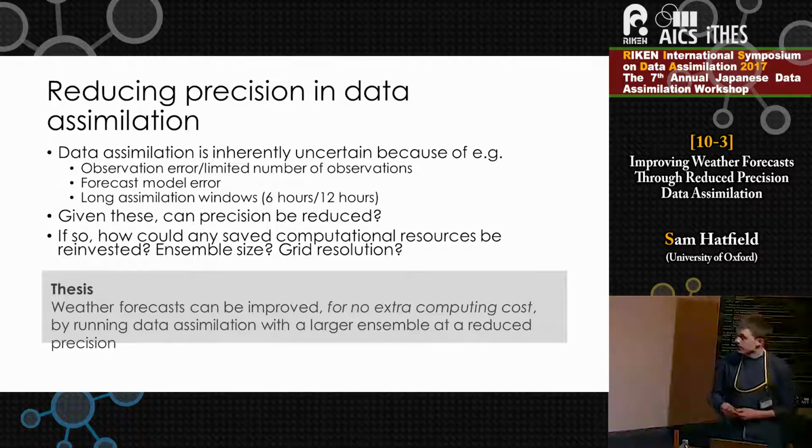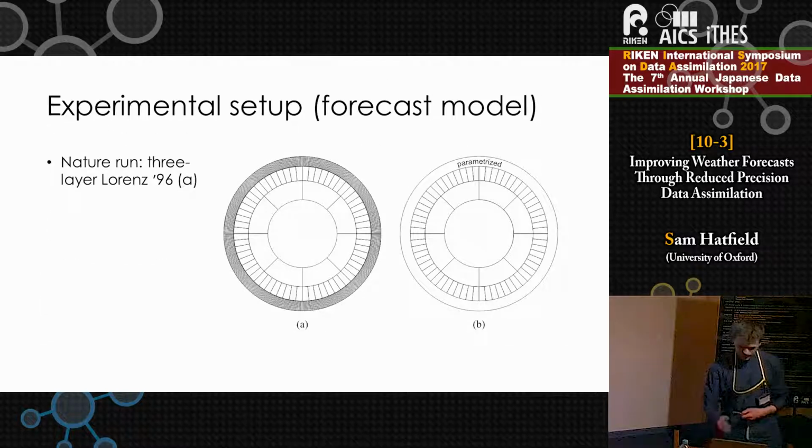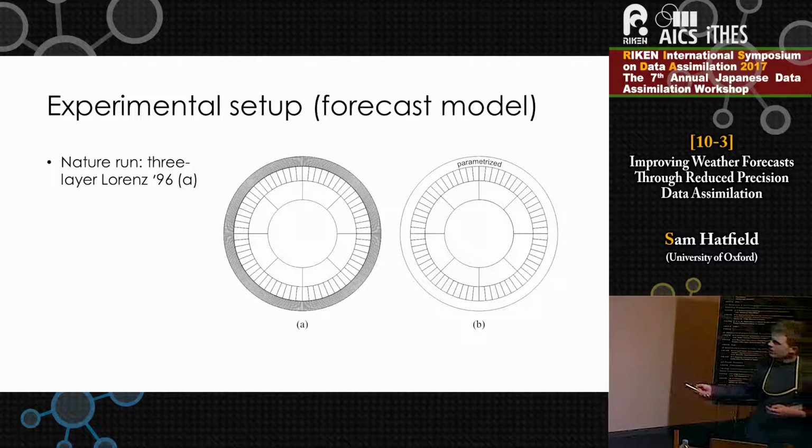And so I'd like to describe how this trade-off could work now through a toy model. So instead of starting with an atmospheric model, I'm going to use the Lorenz 96 model, specifically a 3-layer variant of Lorenz 96. So it's like the regular 1-layer Lorenz 96, but it has 3 coupled layers with different numbers of variables. So it's sort of analogous to the real atmosphere.